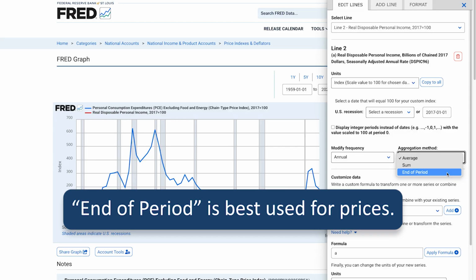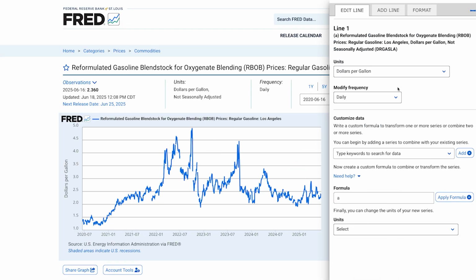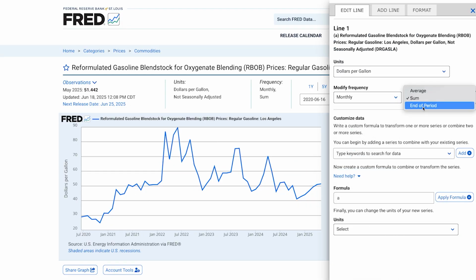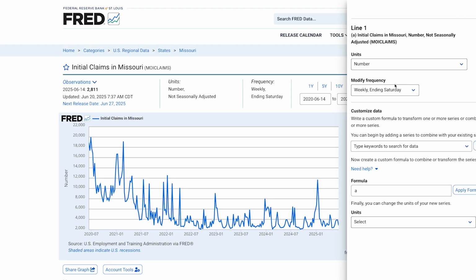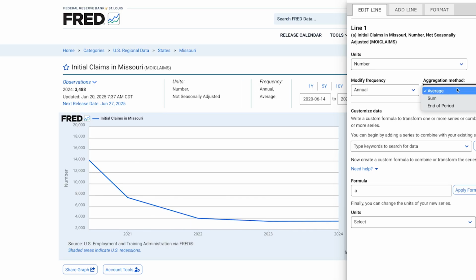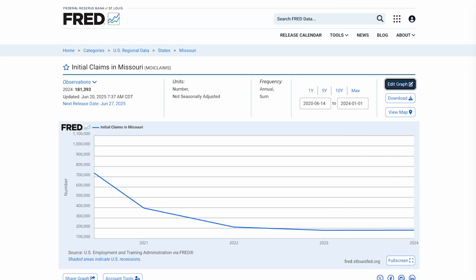End of period is best used for prices, so that you know the price at the end of the time period. This graph of gasoline prices was aggregated from daily to monthly, so it shows the price as of the last day of the month. The sum formula totals the value over the whole period, which is useful when you want to know how much of something accumulated over time. This graph shows how many initial claims were filed each year in Missouri.